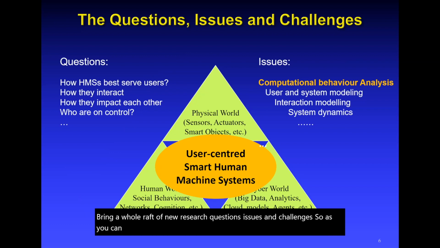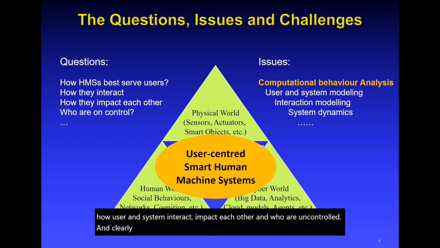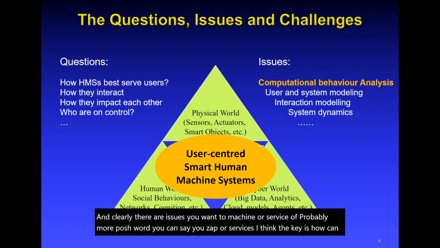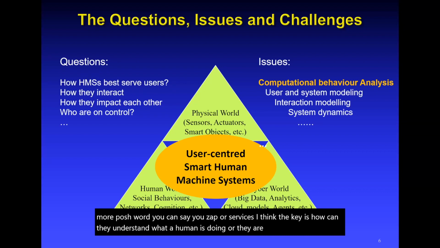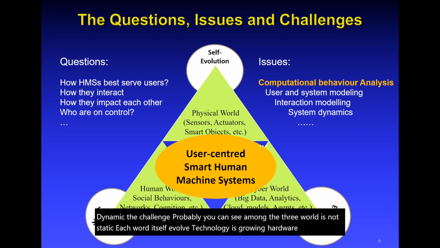So how can human-machine systems better serve the users, how do the user and the system impact each other, and who is in control? And clearly there are issues. You want a machine or service, or to use a more posh word, an app or service, and the key is how they can understand what a human is doing or thinking. So that brings up research issues about computational behavior analysis, user and system modeling, interaction modeling and system dynamics. The challenge is that among the three worlds, none is static. Each world itself is evolving. Technology is advancing, hardware, software, and human understanding are also changing.